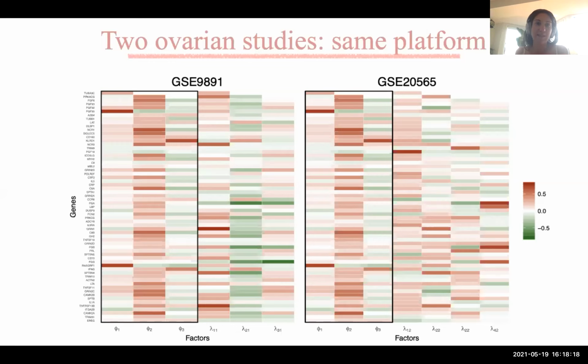So this reveals that these 2 can be related to the platforms in which gene expression is measured.